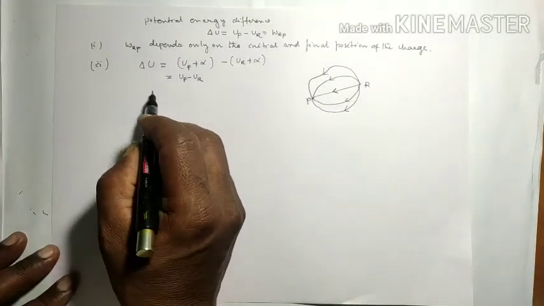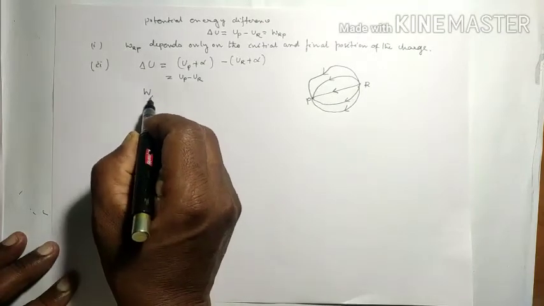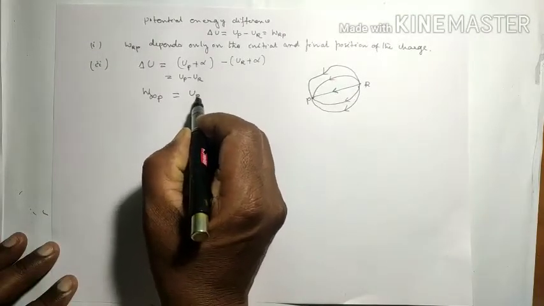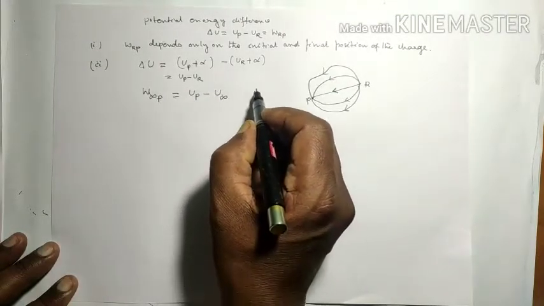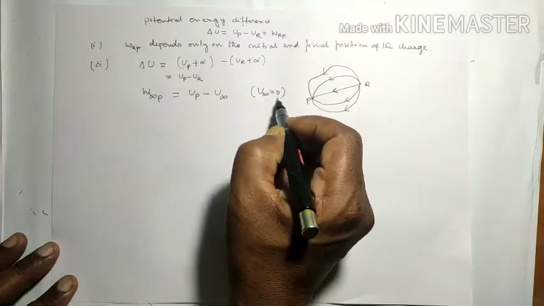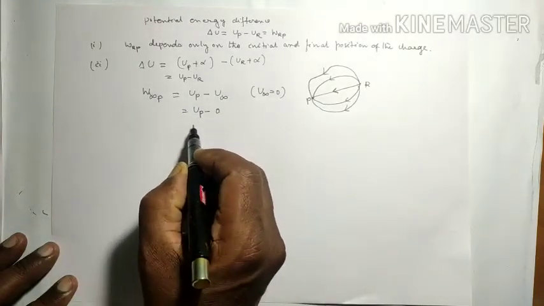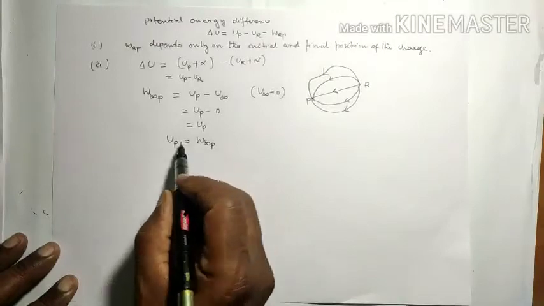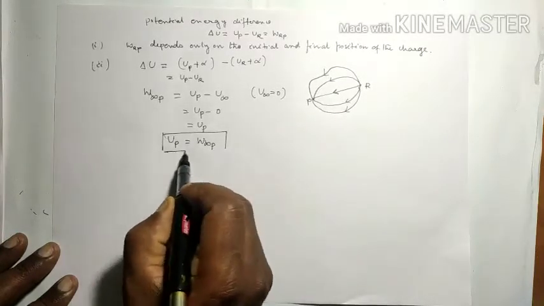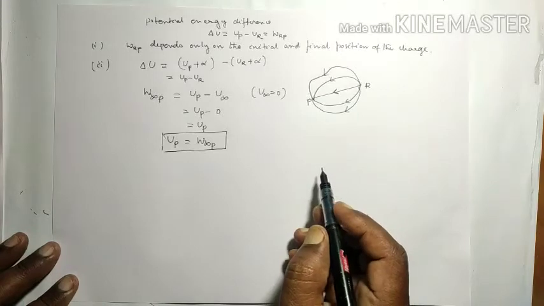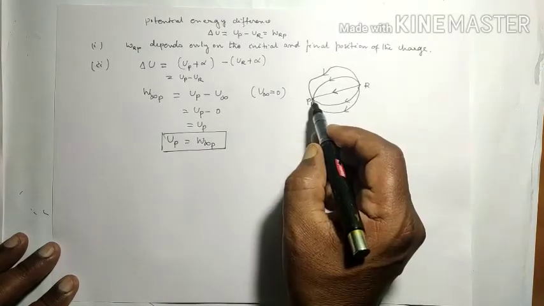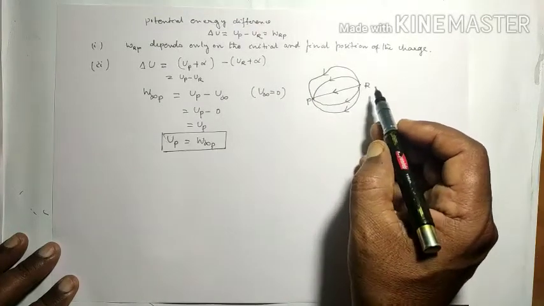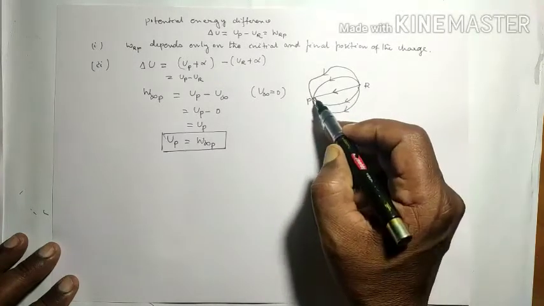Then work done W infinity P, work done from infinity to P, is equal to UP minus U infinity, and we take at infinity U infinity equal to 0, so UP minus 0 is equal to UP. So UP is equal to W infinity P. Now this defines electric potential energy at any point. So let us define potential energy at any point P. It is the amount of work done by an external force in bringing a positive test charge Q from infinity to the point P.